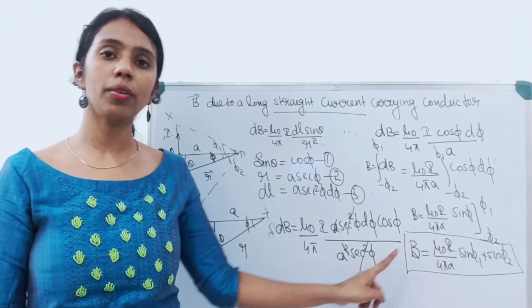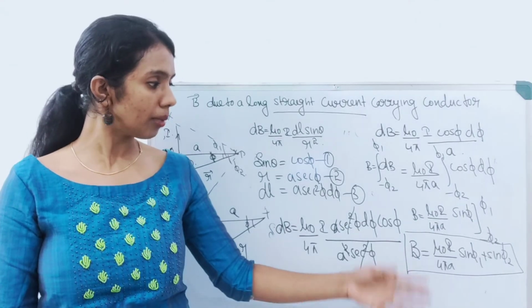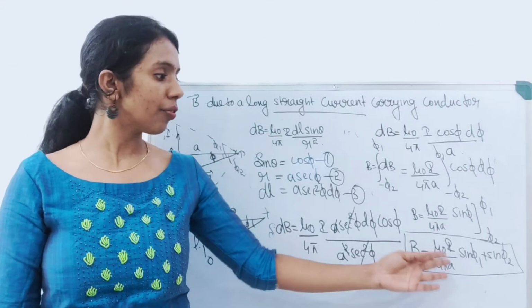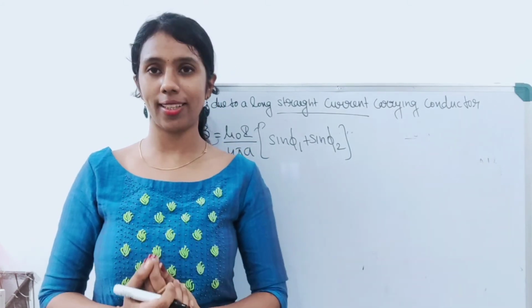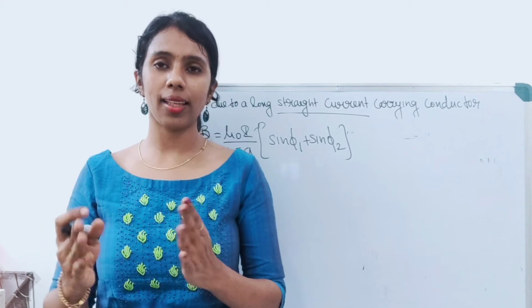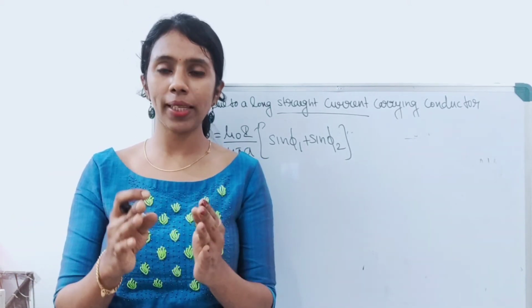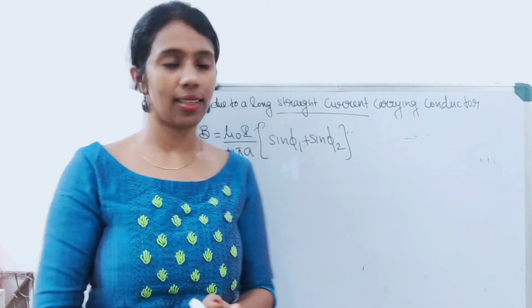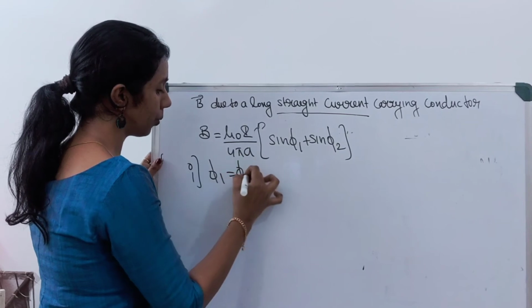Applying Biot-Savart's law, we get this expression for the magnetic field: mu 0 I by 4 pi a, sin phi 1 plus sin phi 2. Now we will discuss two special cases. The first one is that if the conductor is infinitely long and if the point P lies in the center of the conductor, then phi 1 will be equal to phi 2, which is equal to 90 degrees.